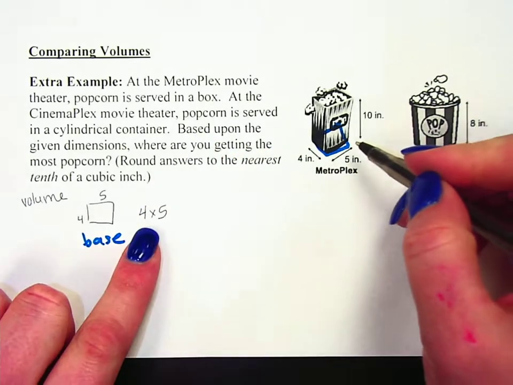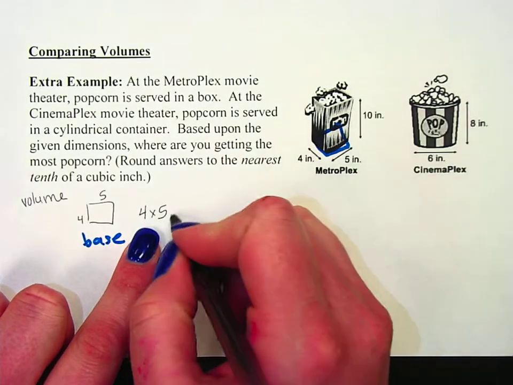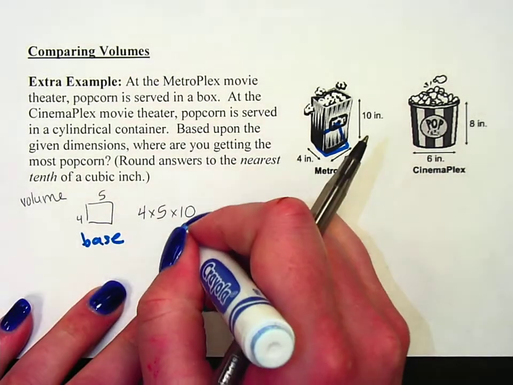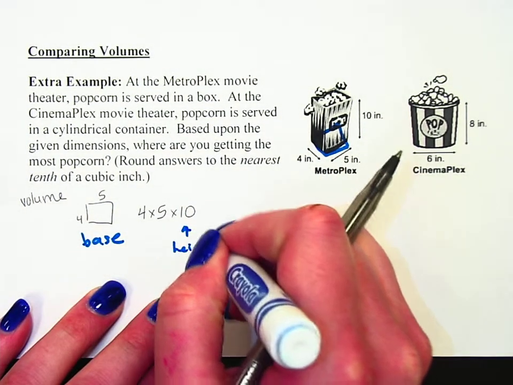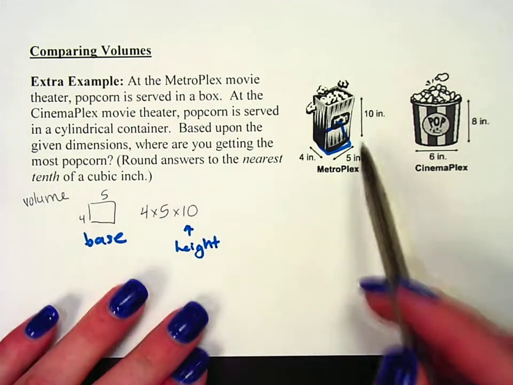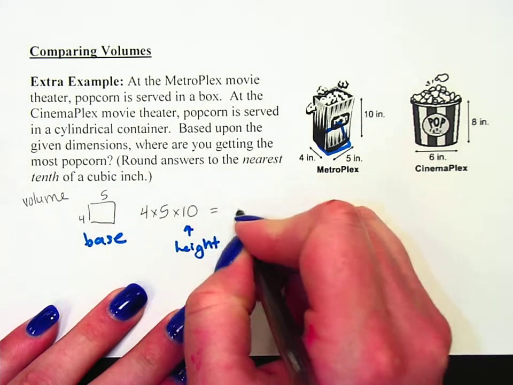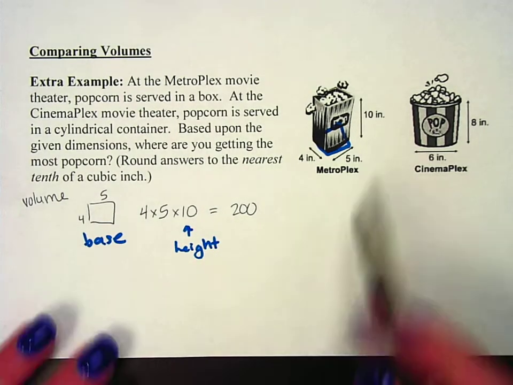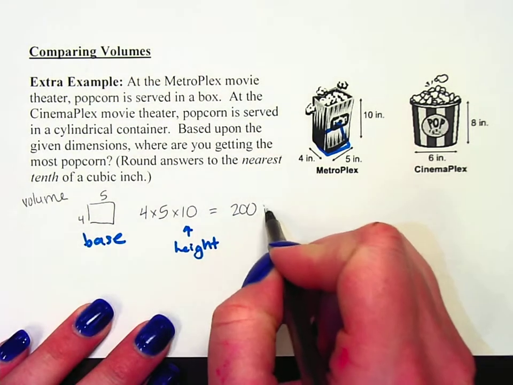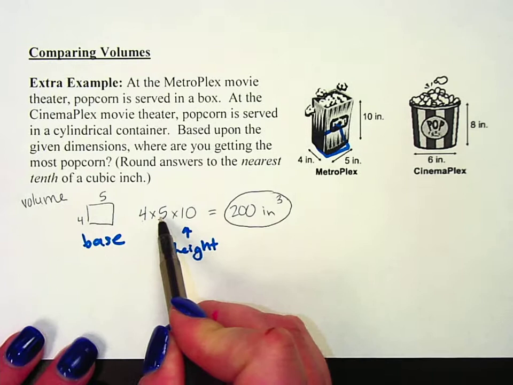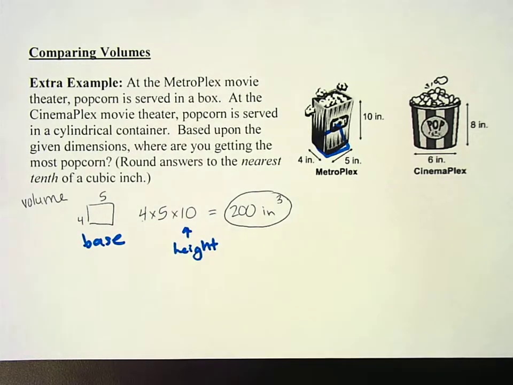So I had 20 pieces of popcorn stacked 10 high. So we did our base times my height. So how much inside? 20 pieces of popcorn times 10 high gives me 200. Since we were using inches, I'm going to go ahead and label it as inches cubed. I did an inch times an inch times an inch, so my volume is inches to the 3rd power.